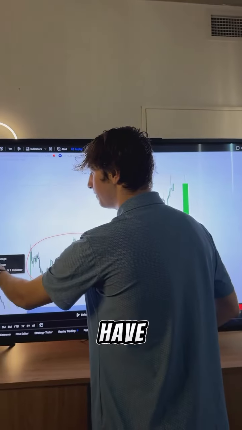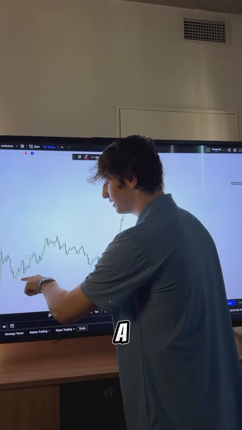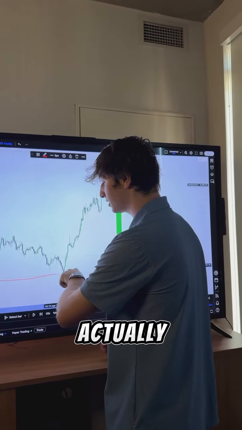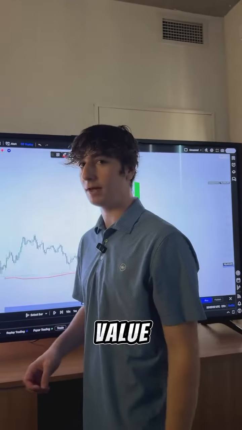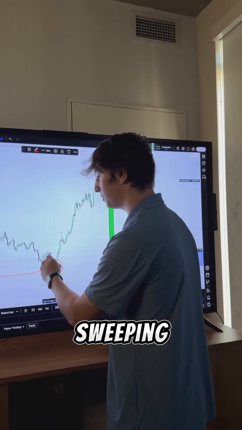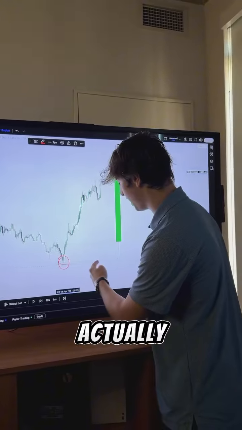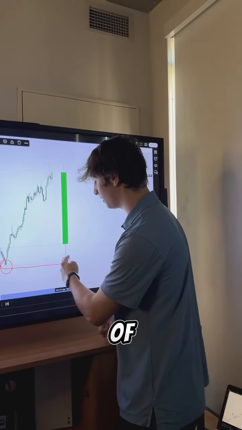Okay, once we have had that accumulation here, we have consolidated for over an hour. So a sweep of this line is actually also tapping into a 1 hour fair value gap. Second is going to be our manipulation, which is actually sweeping liquidity and tapping into that gap. Now this manipulation right here is actually going to be putting in the bottom wick of that 4 hour candle.